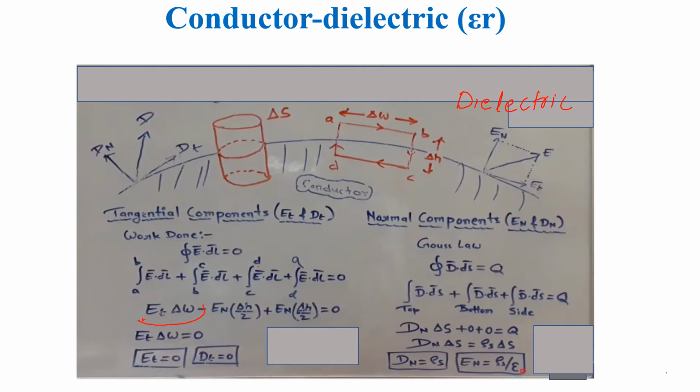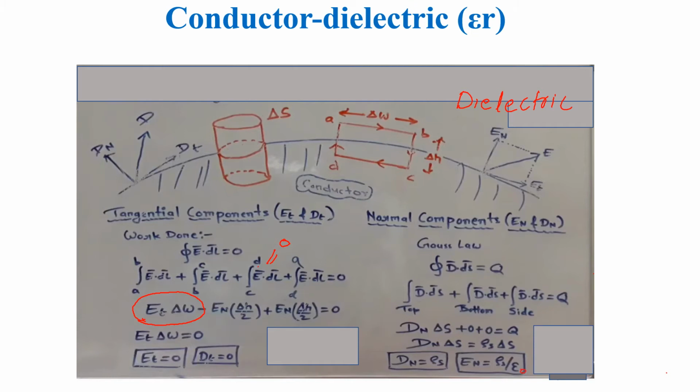outside the conductor, that is now it is inside the dielectric medium. Previously it was in the free space. So Et delta w, and that is from a to b integration. Then for b to c integration, it is En delta h by 2, and c to d integration, this is 0 because it is inside the conductor, and d to a, that's also En times delta h by 2, and delta h is very small, so these two terms cancel. So Et delta w equal to 0, or that gives E tangential equal to 0.